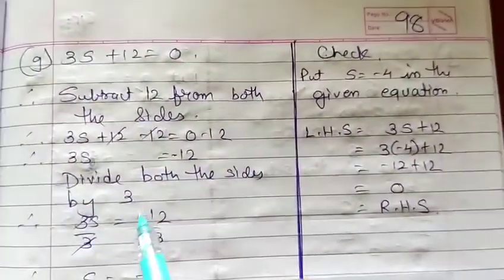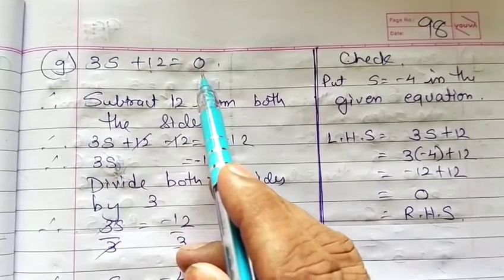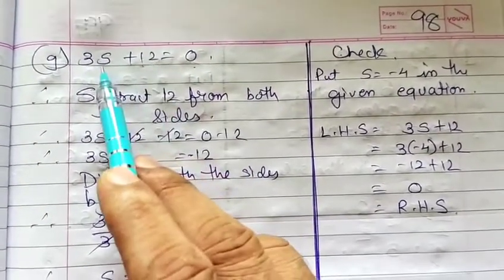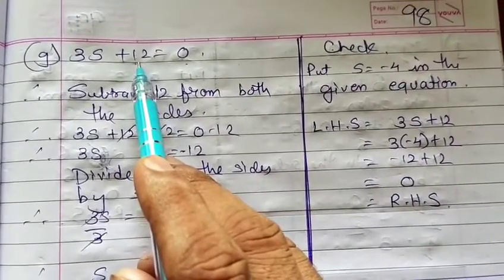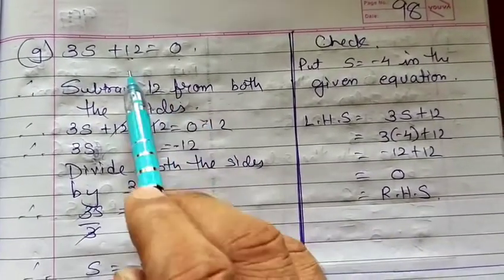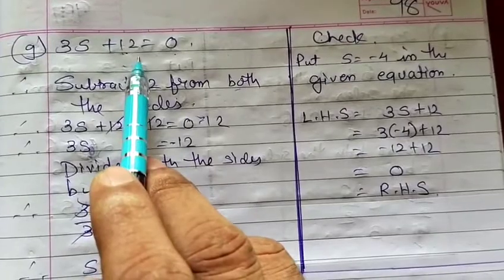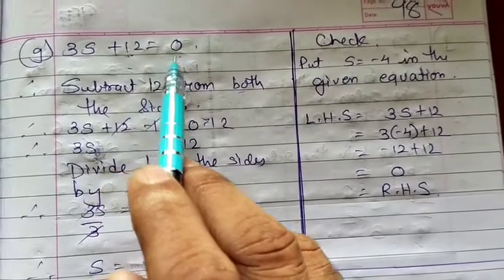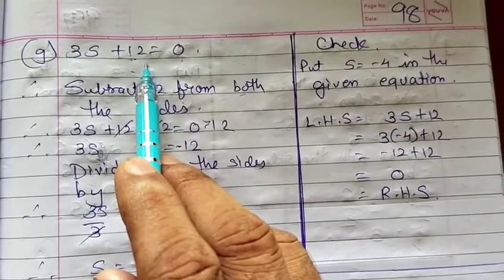Now next one, sum number G. Now 3 times s plus 12 equals 0. Here we can't eliminate this value; we have to eliminate this value first. Here positive 12 is there, so we have to take negative 12. So subtract 12 from both sides, not only one side. As I told you, whatever value you take to any side, you have to take the same value to the other side also. So here you have to take negative 12 to both sides.